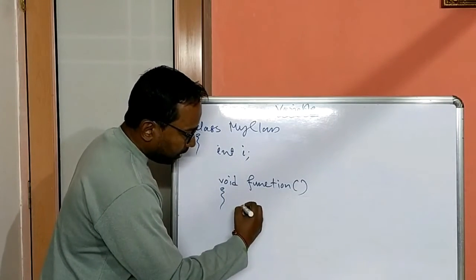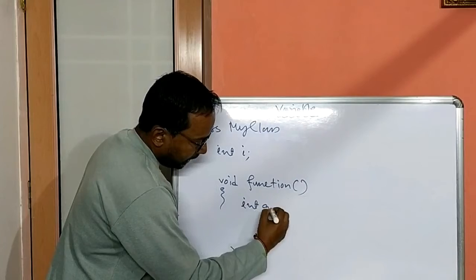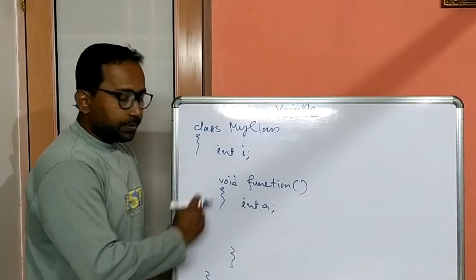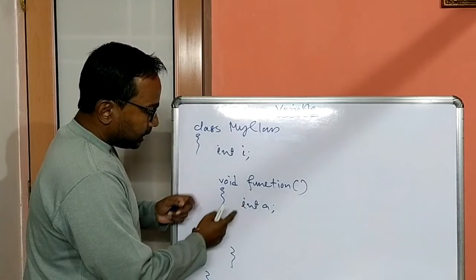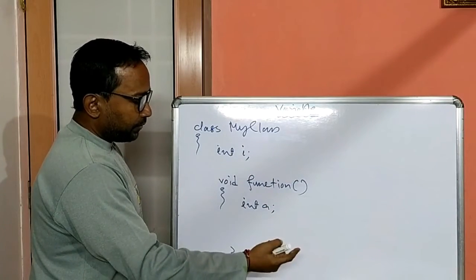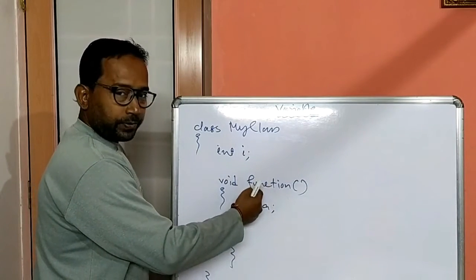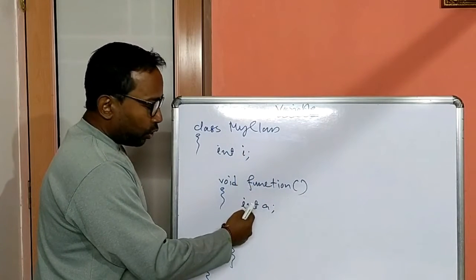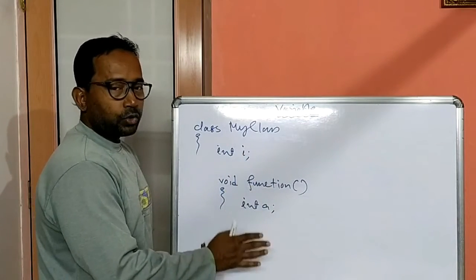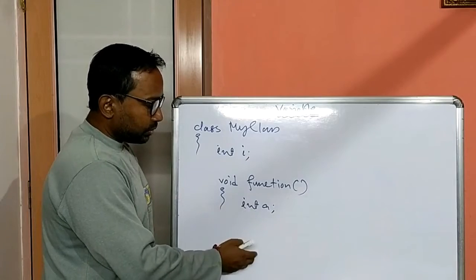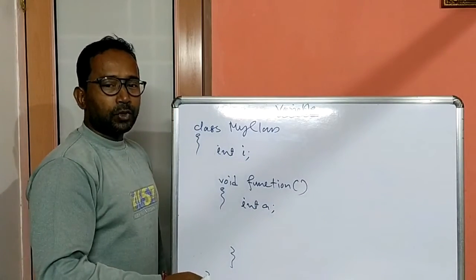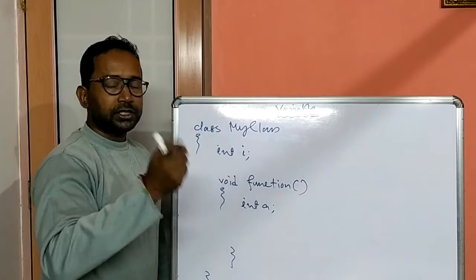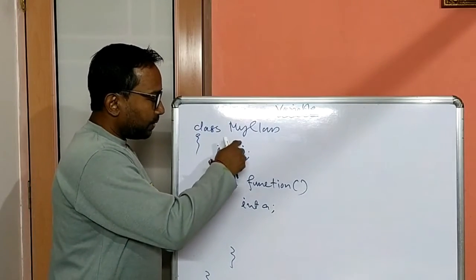But if we declare a variable here, int a, inside a function, that becomes a local variable. It means the variable will be created when the function is called from any other function or other part of this program, and the variable will be destroyed automatically when the function goes out of scope. After the execution of the function, the variable will be destroyed. But the global variable will remain in memory as long as the object of the class is in execution. So this is a global variable.